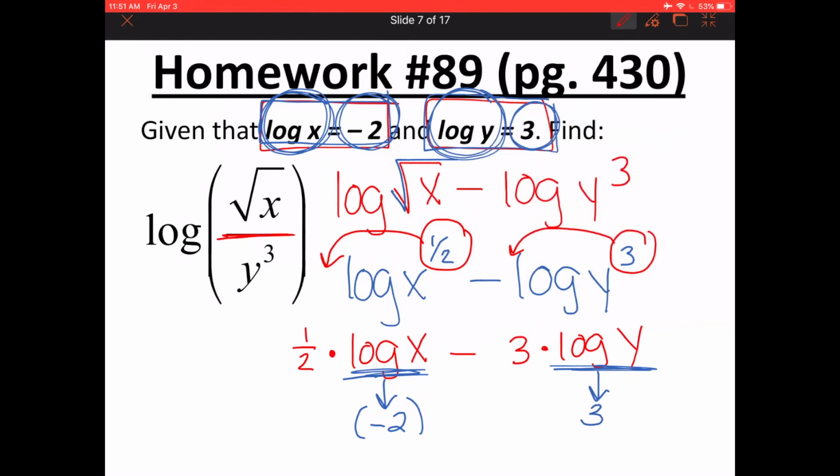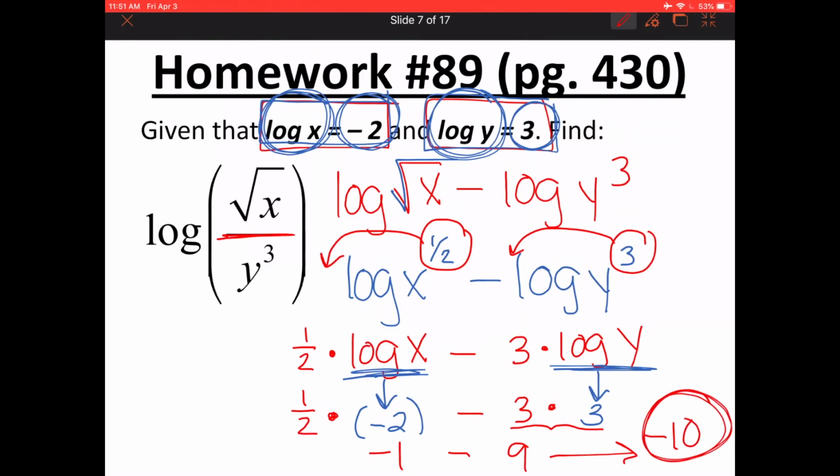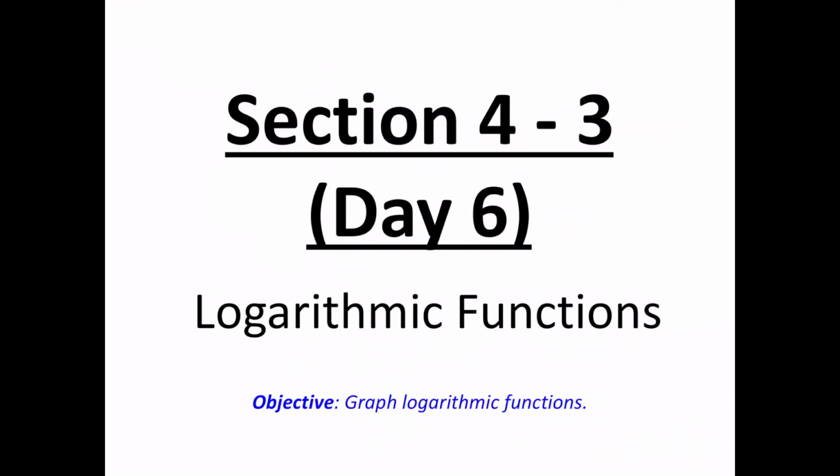Everything else gets carried down. So my 1/2 times -2 minus 3 times 3. So here I'm just going to simplify. 1/2 times -2 is -1 minus 3 times 3 is 9. Make sure you follow your order of operations, right? Do all the multiplication first. And then -1 minus 9 gives me a final answer of -10. Okay, guys? So there we go for this example. Final answer is -10. So let's go to day 6.